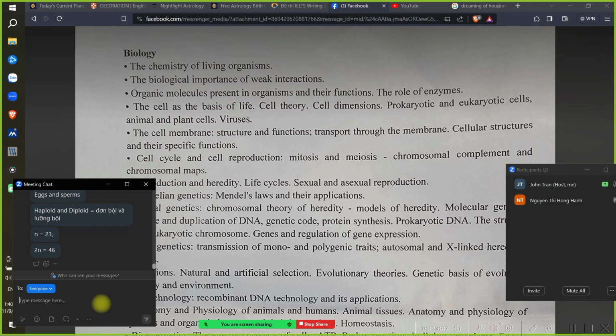So the germ cells undergo meiosis to give rise to sperm and eggs, as you mentioned before.